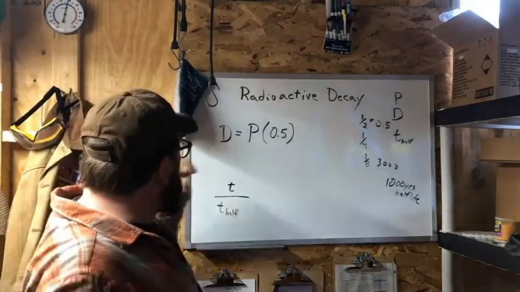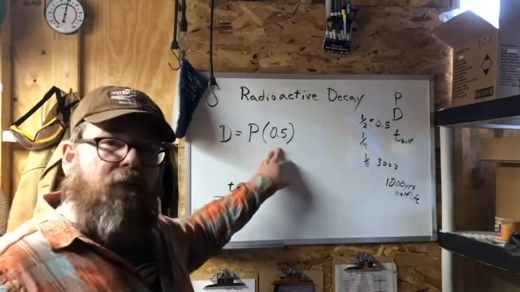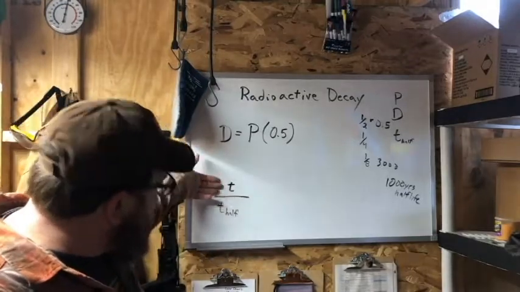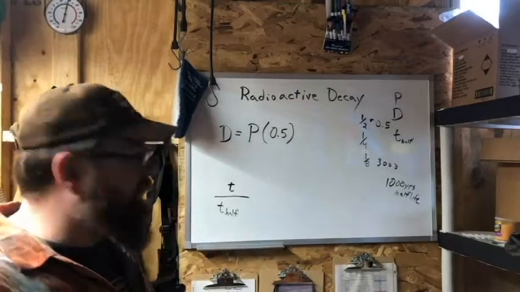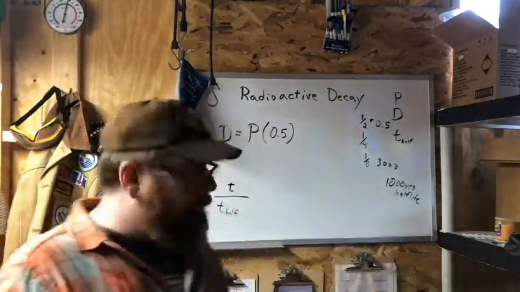Okay, so in order for me to get a daughter element, I have to multiply my parent by a half, but there's a time factor involved here. So whatever amount of years I want to find for, I have to divide by my half-life. In this case, it's going to be 1,000 years.